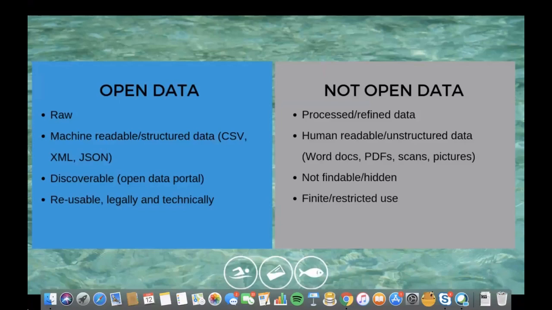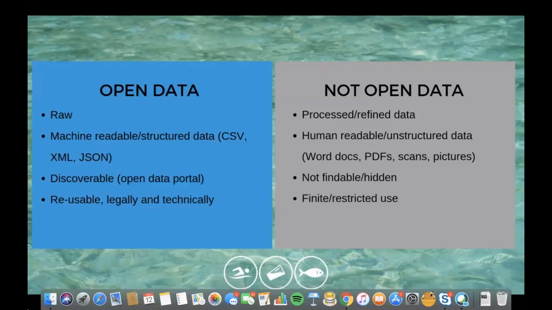To be fully open, it has to meet all of the criteria on the left-hand side. There is data that's available raw and in a machine readable, structured data format, but if people can't access it, say it's within a department or a set of closed files within a company, that is not discoverable. And then reusable, as we talked about, legally and technically, it needs to be reusable. If the data has a finite or restricted use, again, that is not open.